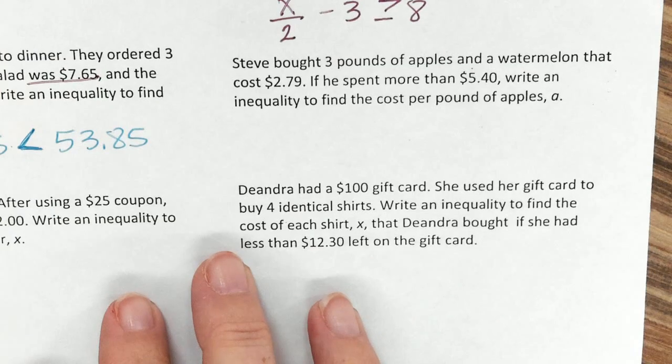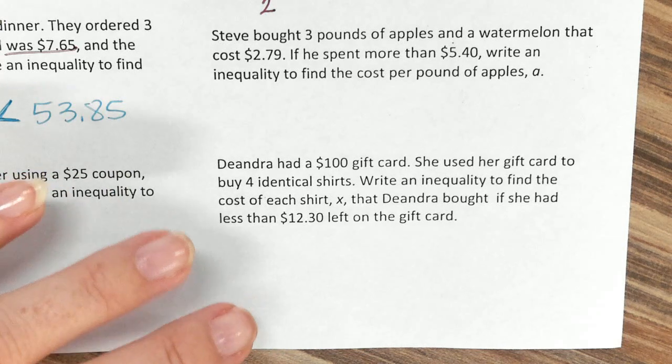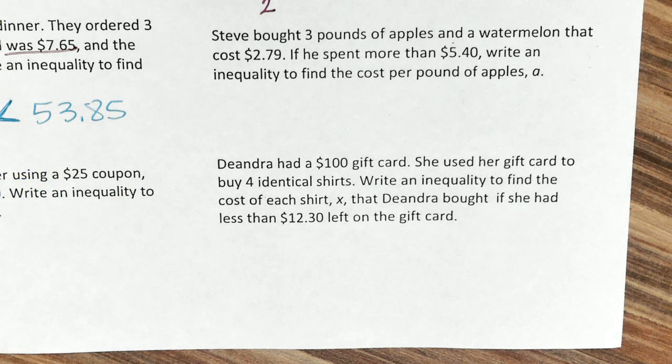All right, next question. Y'all are going to write this one on your own. I'm going to walk you through it, and then you're going to write it on your own. Steve bought 3 pounds of apples and a watermelon. The watermelon cost $2.79. Which one of those is a one-time thing? The watermelon. If he spent more than $5.40, write an inequality to find the cost per pound of apples. Go write your inequality. I already told you which was the one-time thing. The other one is your rate.